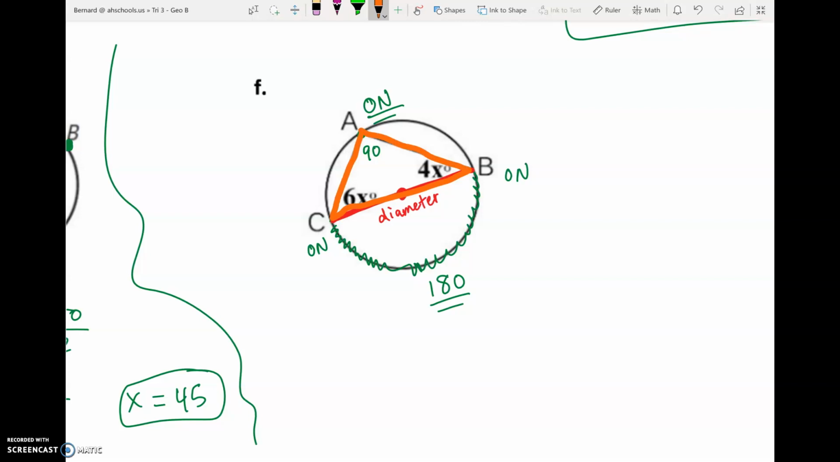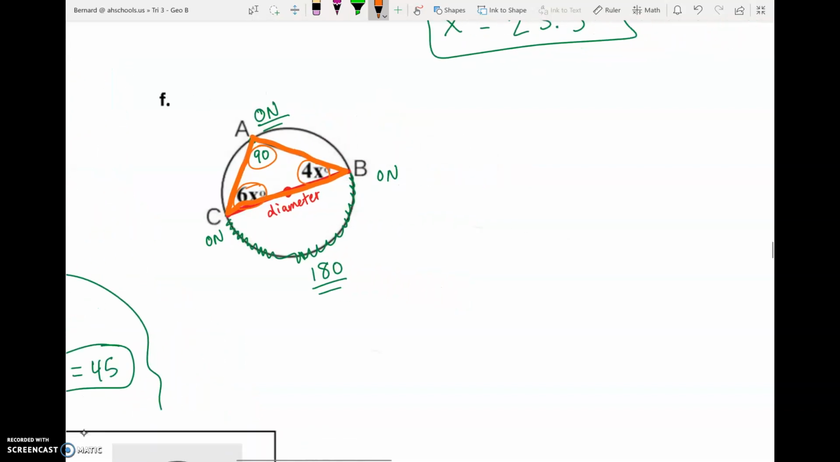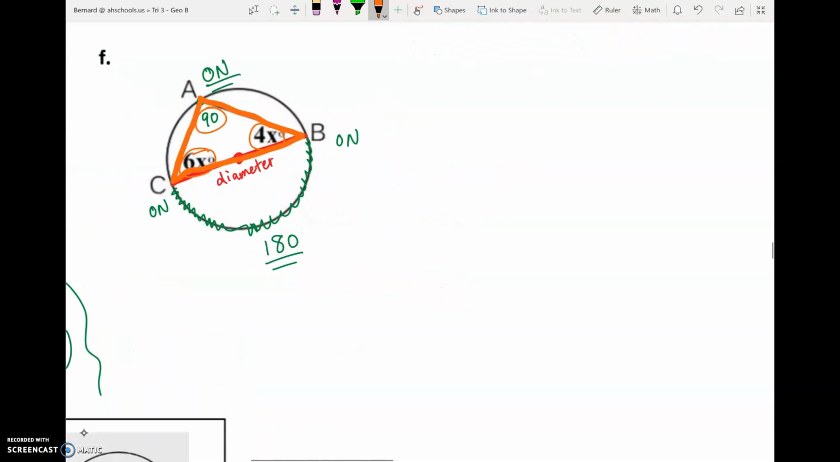And I'm just going to highlight this shape inside the orange. That's a triangle. And we now know all three angles of the triangle: 4x, 6x, and 90. And we should know very much so by now that all three angles in a triangle always add to 180. And so again, let's ignore the circle now, and we'll just work with that triangle. And we want to add all three angles together, 6x plus 4x plus 90, right? And when we add three angles of a triangle together, it always equals 180 degrees.